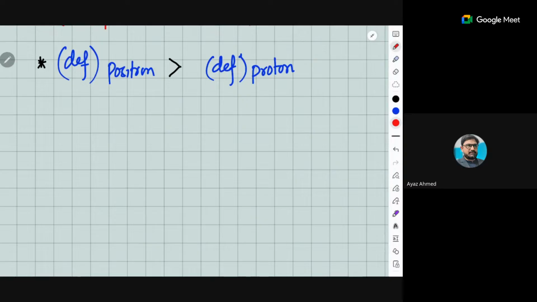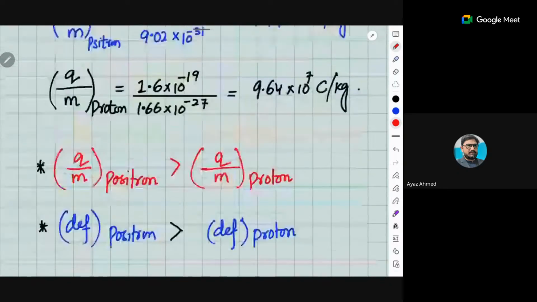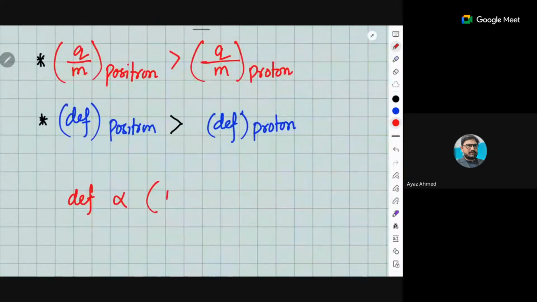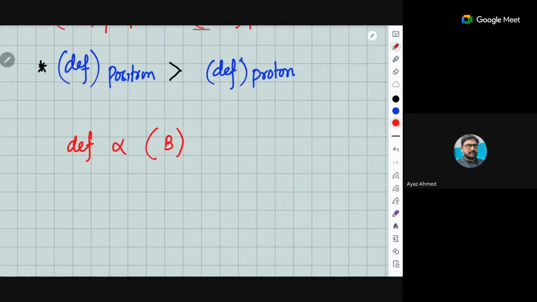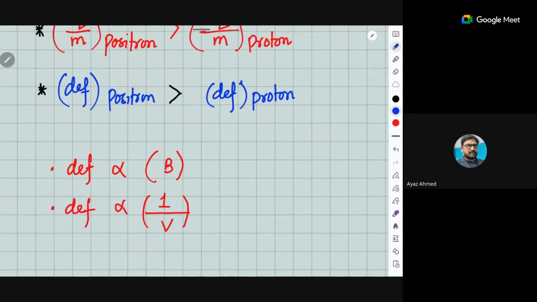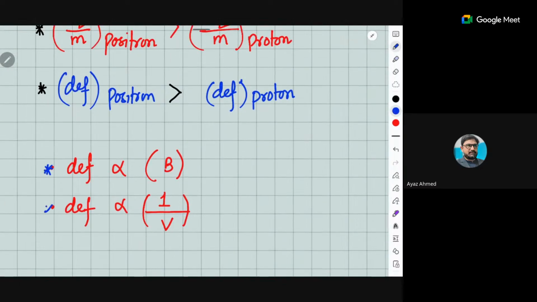Now, there is another calculation which is most probably asked to you: deflection is directly proportional to B. If a charged particle is entering a stronger magnetic field, then its deflection will be more. But if a charged particle is entering a magnetic field with more velocity, its deflection will be less. If a particle has more velocity, it will have more kinetic energy, and it would be difficult to bend that charged particle quickly or rapidly. Is it clear?